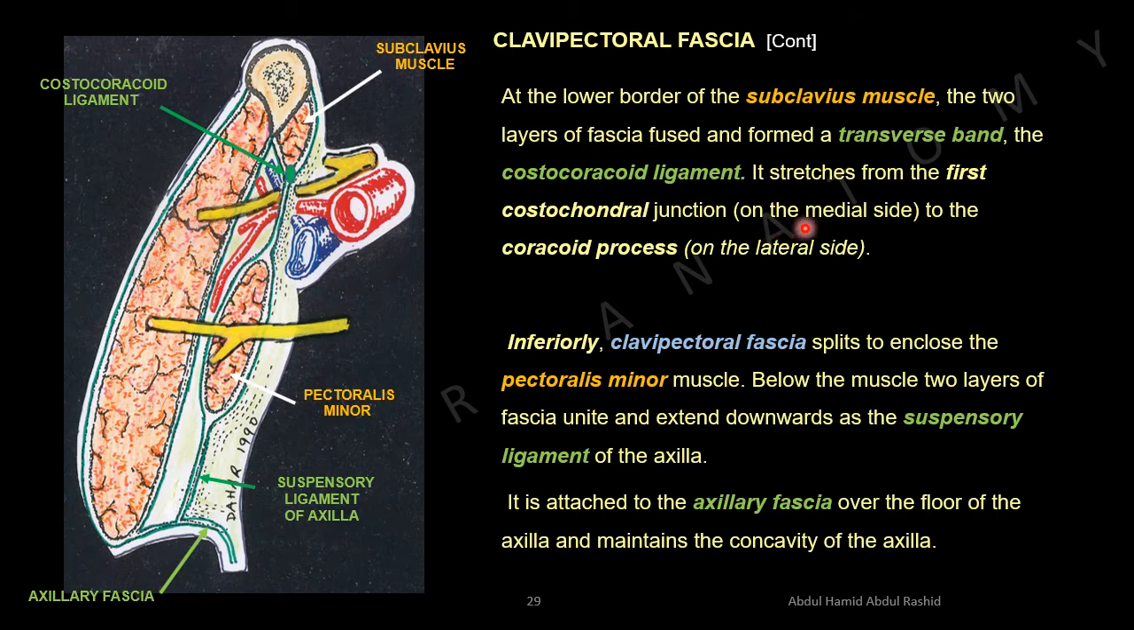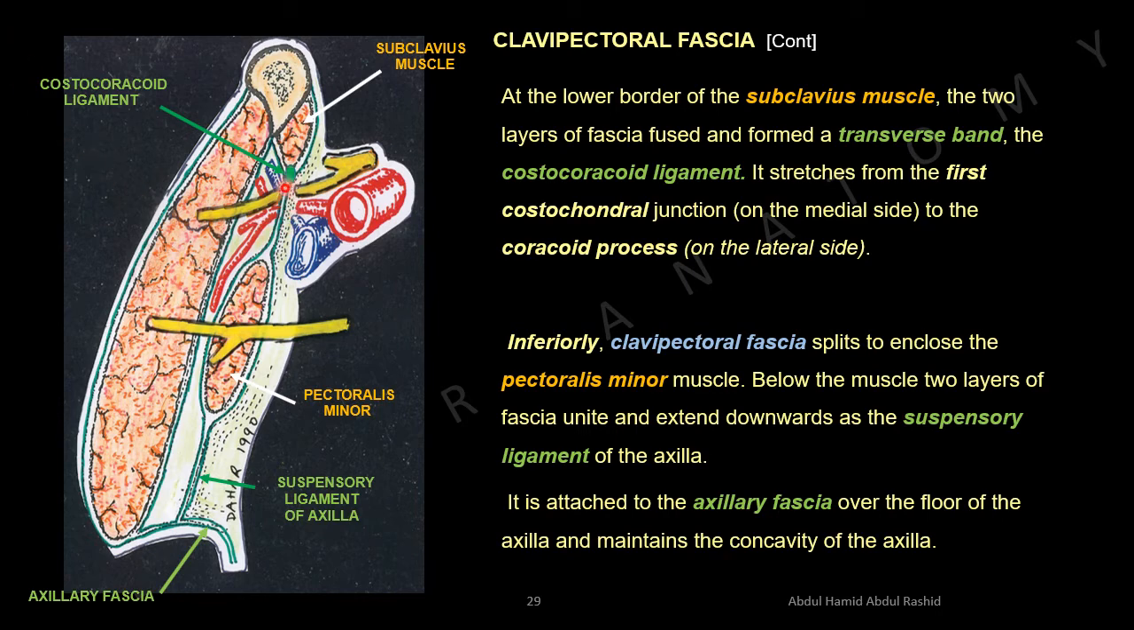It stretches from the first costochondral junction, that is the first rib and its costal cartilage junction on the medial side, to the coracoid process on the lateral side. That is the medial extent and lateral extent of this costocoracoid ligament.